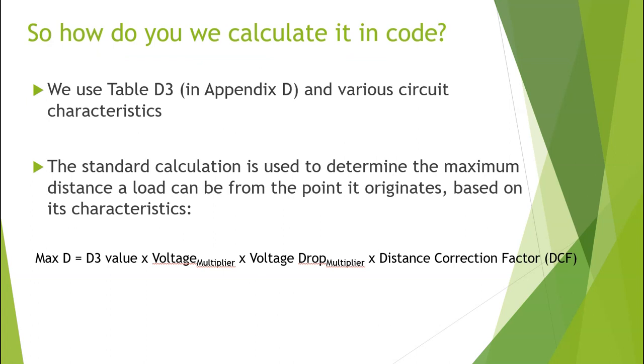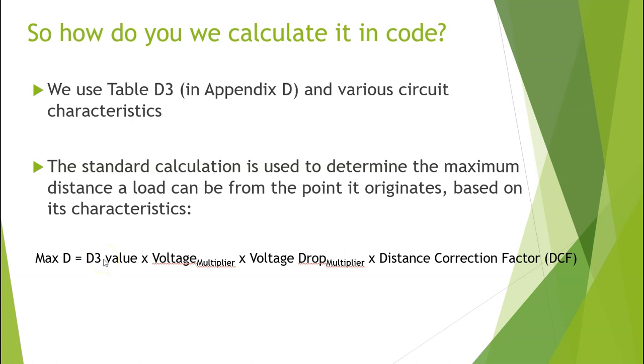The fundamental basis for a voltage drop calculation is going to be the values that we get out of table D3 and the last concluding section of table D3, which deals with distance correction factors. In addition to those values that we get from table D3 and table D3 concluded, we're also going to be using a number of circuit characteristics and code limitations on voltage drop in determining the maximum distance that we can actually have a load placed away from the source of the circuit that feeds it.